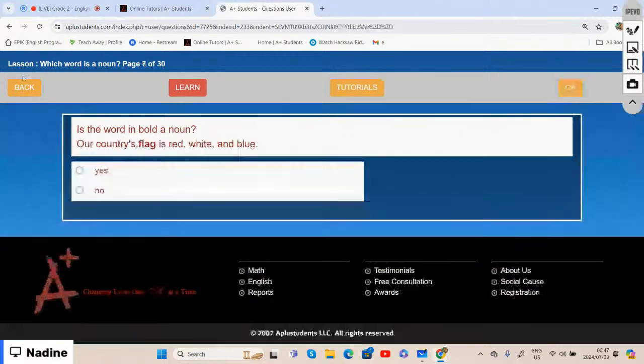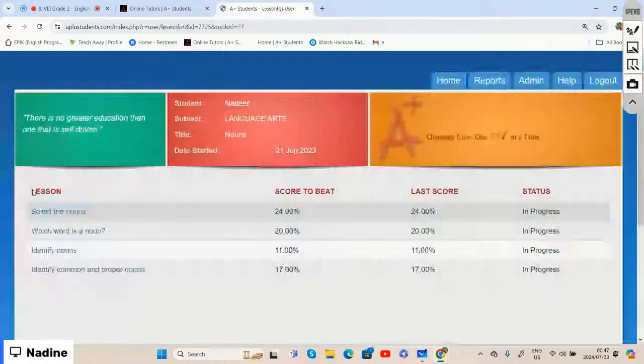All right, so that is now the end of our lesson on nouns. We are going to complete the other lessons on nouns in our next lesson. Right, we said a noun names a person, an animal, a place, or a thing.